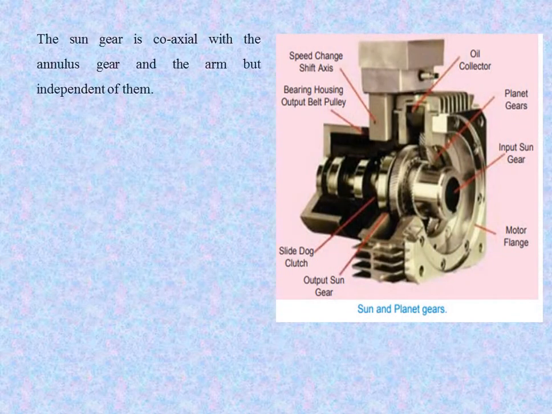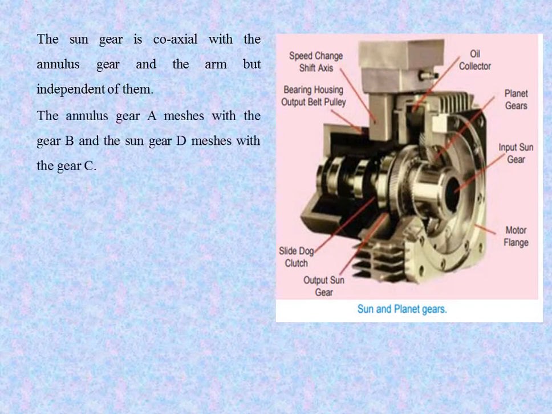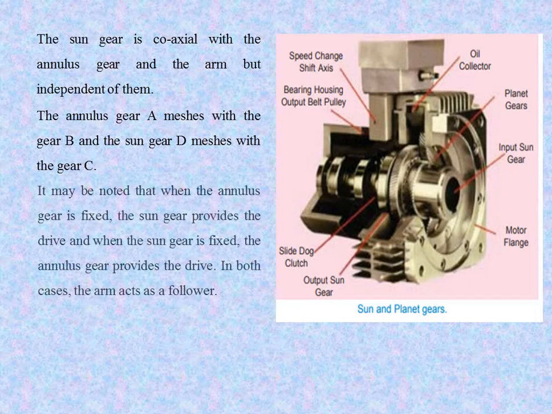The sun gear is coaxial with the annulus gear and the arm, but independent of them. The annulus gear A, which is an internal gear, meshes with the gear B, and the sun gear D meshes with the gear C. So CD here is the compound gear. That means annulus gear A meshes with B, and sun gear D meshes with gear C.